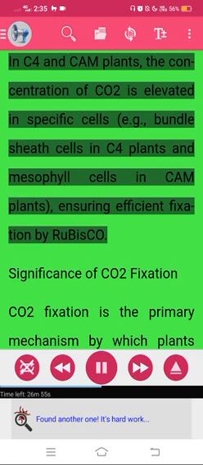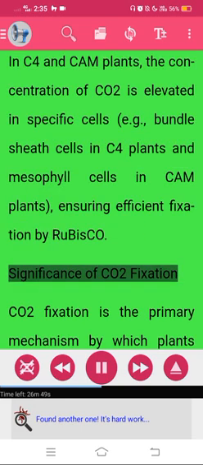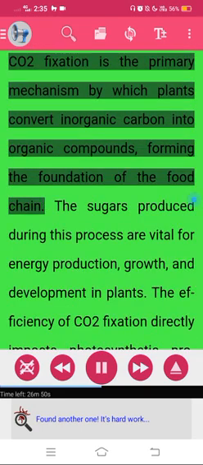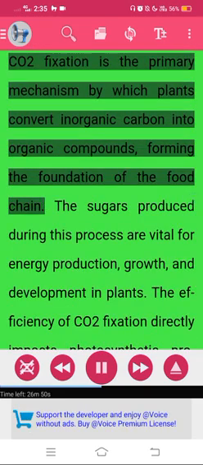In C4 and CAM plants, the concentration of CO2 is elevated in specific cells, e.g., bundle sheath cells in C4 plants and mesophyll cells in CAM plants, ensuring efficient fixation by Rubisco. Significance of CO2 fixation. CO2 fixation is the primary mechanism by which plants convert inorganic carbon into organic compounds, forming the foundation of the food chain.